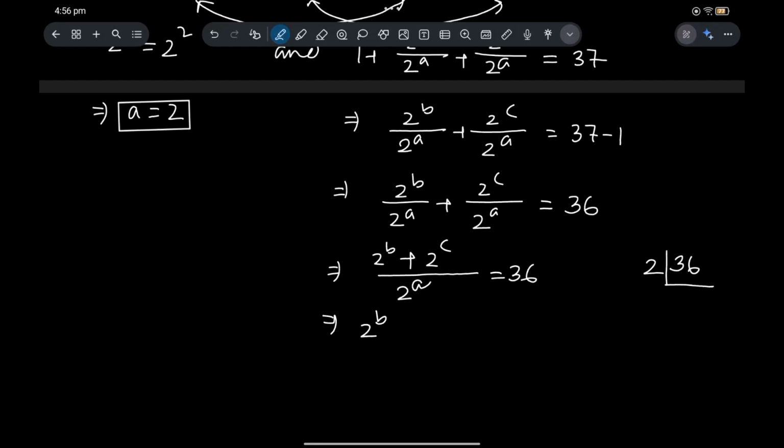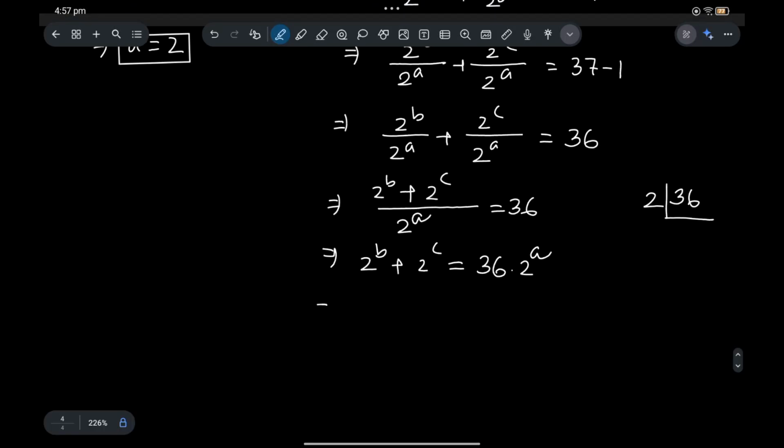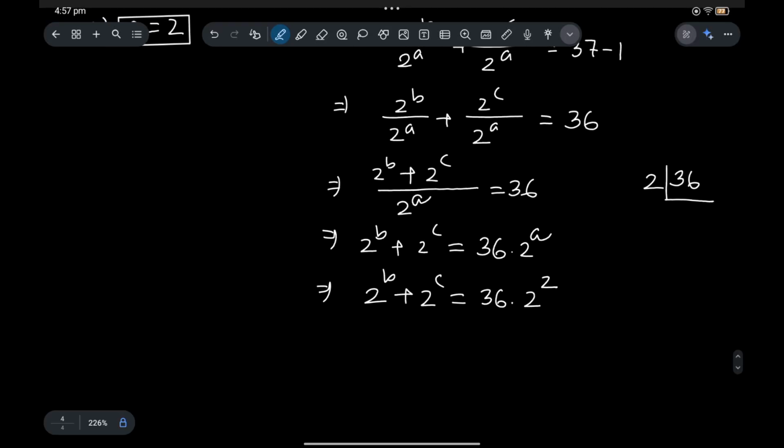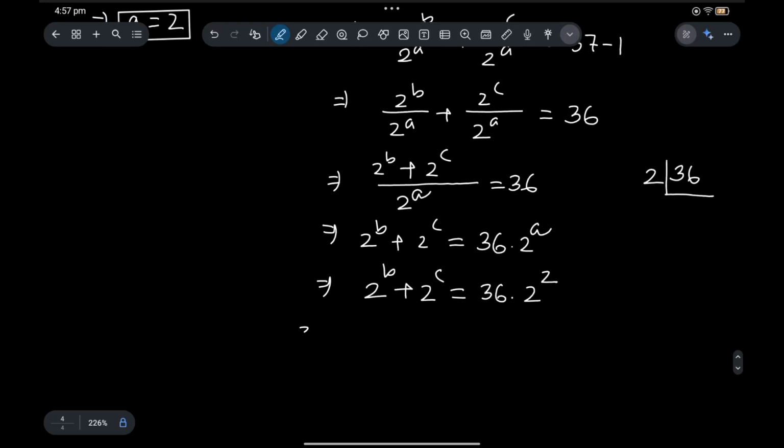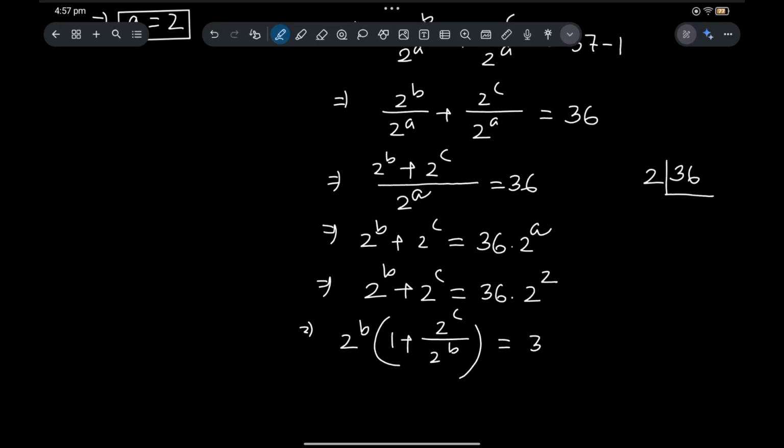Here 2 to the power b plus 2 to the power c equals 36 into 2 to the power a, but a equals 2, so basically we can write 2 to the power b plus 2 to the power c equals 36 into 2 to the power 2, since a equals 2. Again we take 2 to the power b as common, then we can write 2 to the power b into 1 plus 2 to the power c over 2 to the power b equals 36 into 4.